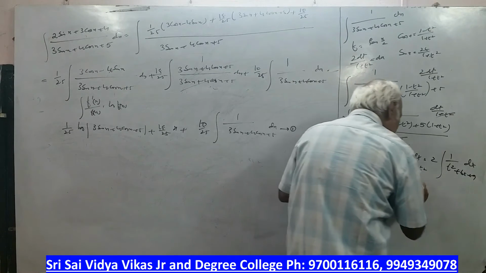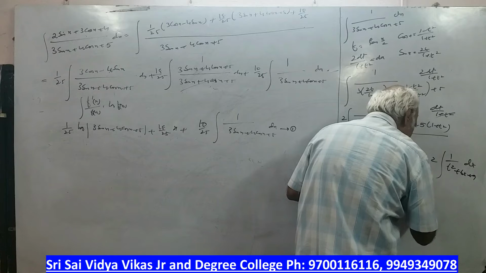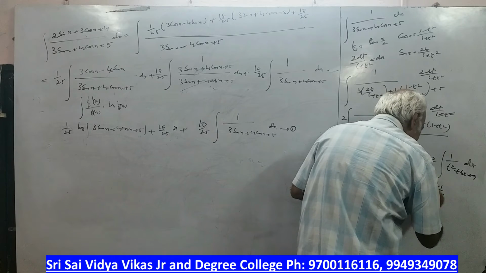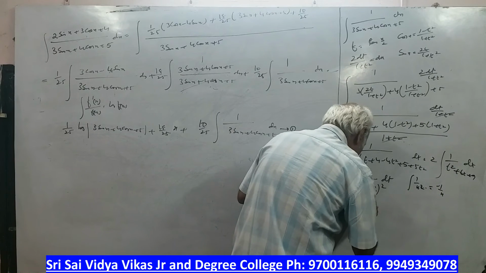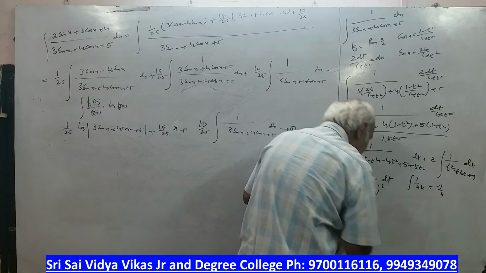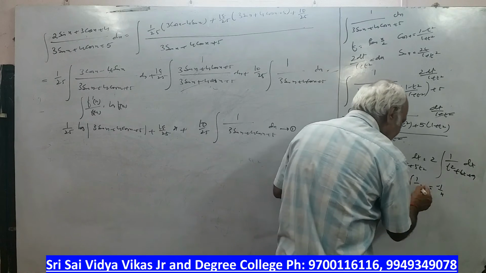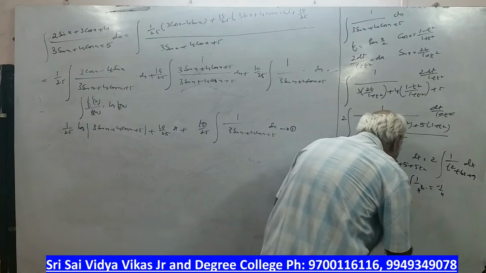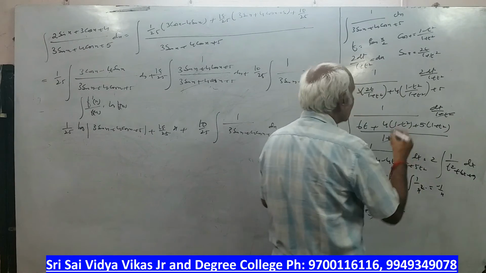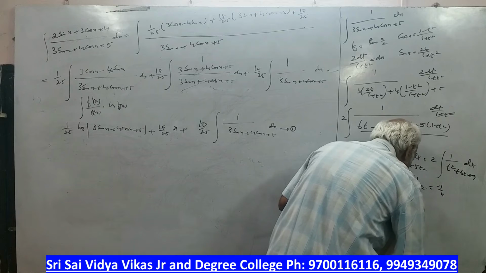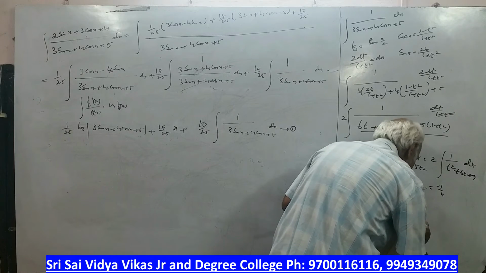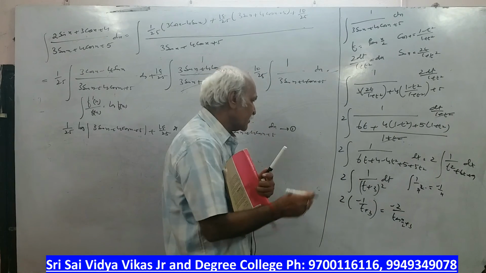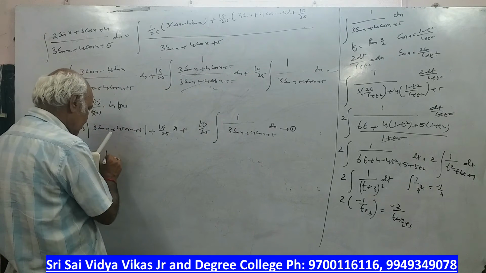We know the integration of 1 by x square is minus 1 by x. So here it becomes minus 1 by t plus 3. So which is nothing but minus 1 by t plus 3, where t is tan x by 2, plus 3. Right? We got this integration. Therefore I am writing here the final answer.